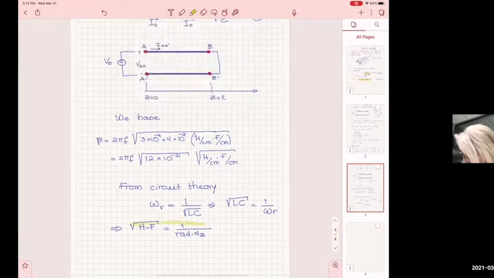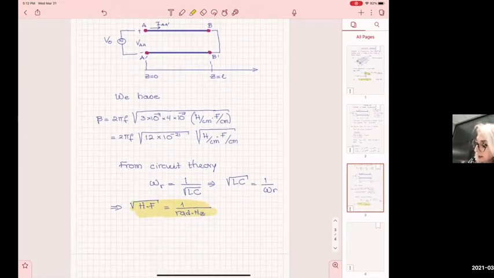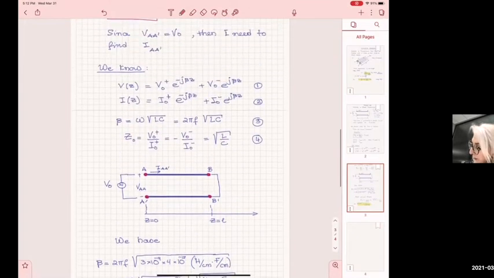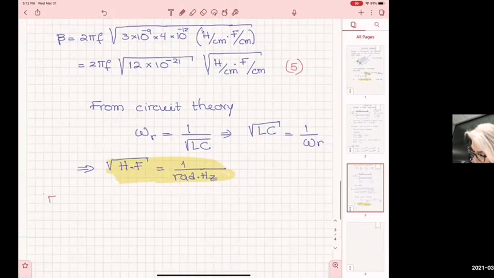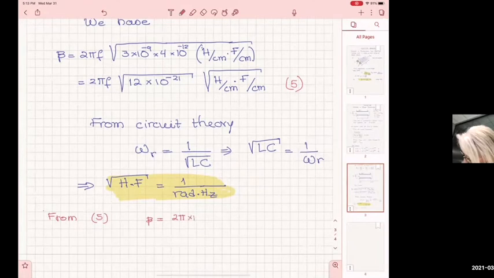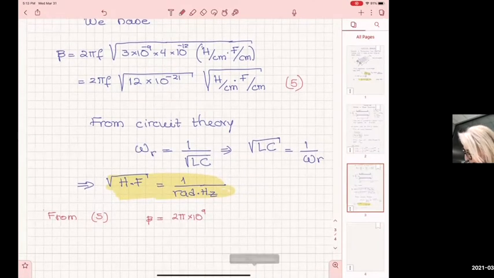Okay, so if that's the case, then when I have this one here, it is not only Henrys and Farads, but each one of them is divided by centimeter length. So beta then becomes, from 5, what do we have? Beta is equal to 2 pi f, and f was a gigahertz, so this is 10 to the 9, and the unit for that is radians, hertz, okay?